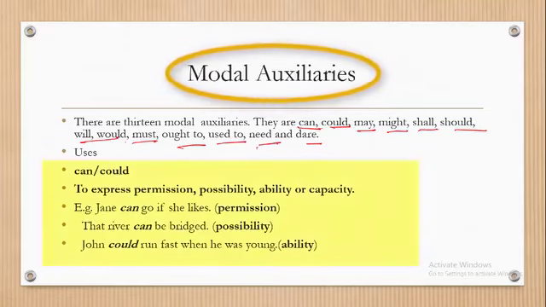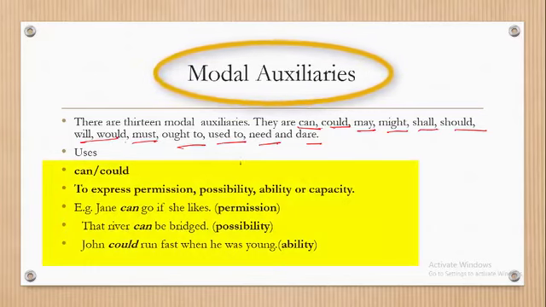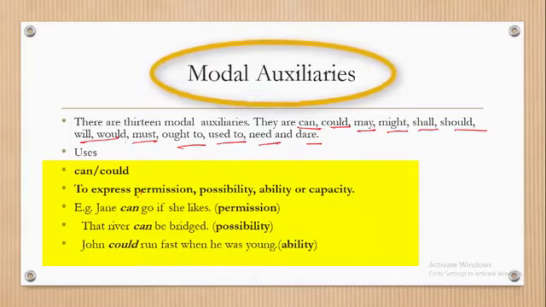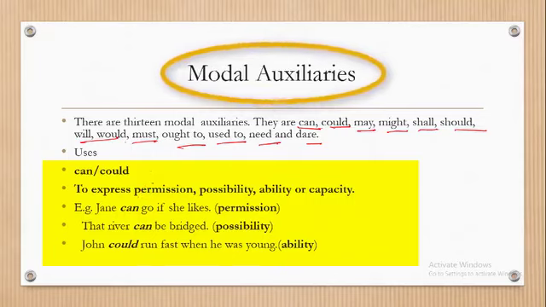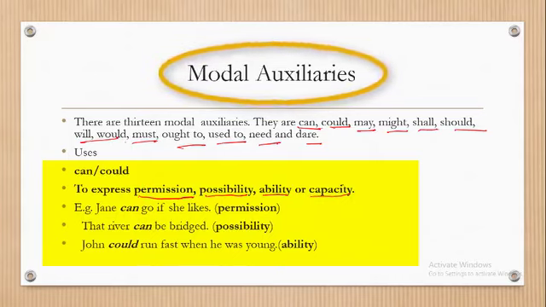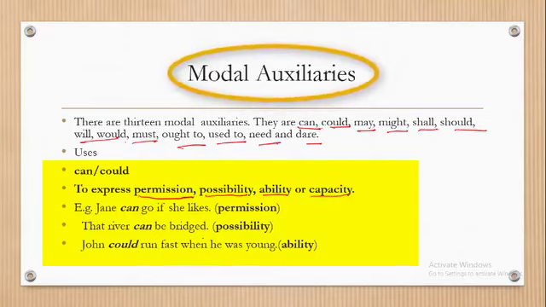Now, can is present tense, while could is past tense. So we can use both can and could to express the following. You can use it to express permission. You can use it to express possibility. You can use it to express ability or capacity. So let's consider the following sentences.